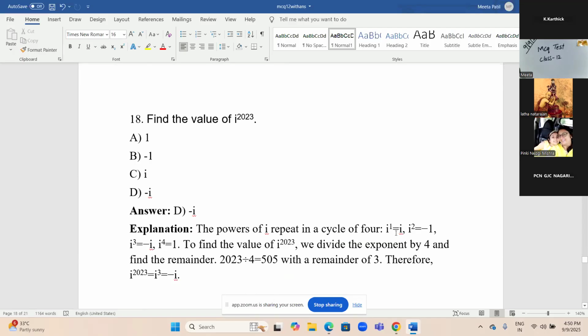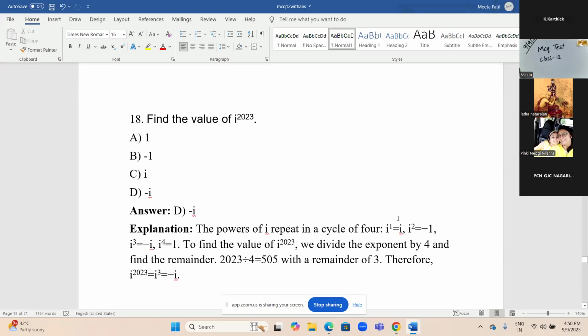I power 1 means that will be under root, minus 1. I am writing that one as i itself. Again I am squaring that one. If I square that one, root of minus 1 square means you will get minus 1 as the answer. If I cube, you will get that one as minus i. If you raise the power to i power 4, you will get the answer as 1.